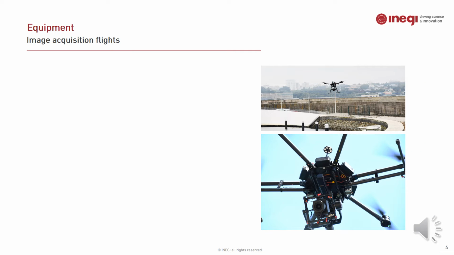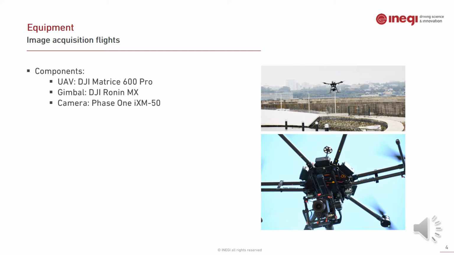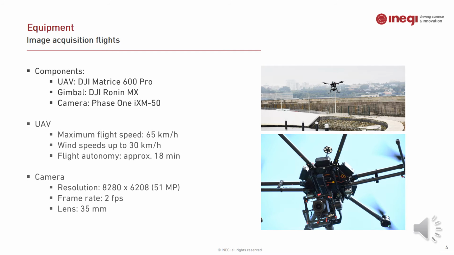And now we'll go over the necessary equipment, both in terms of the physical components used for flights and in terms of the software used for the processing. So for the flights, we used DJI 600 Pro, equipped with a Ronin MX gimbal carrying the camera, which was a Phase One IXM50. And here are some of the component specifications.